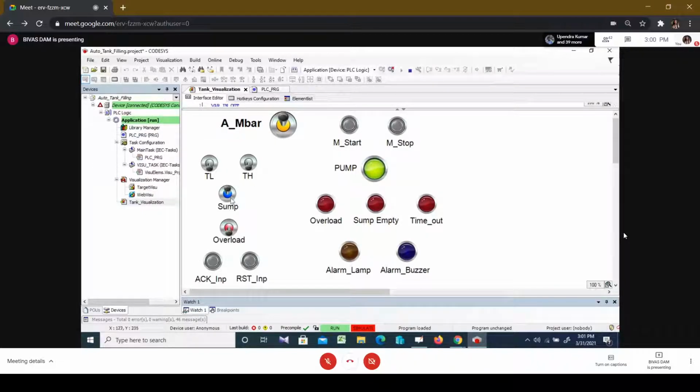Now let there be no water in the sump, but the pump needs to be on. Okay, sump is empty. So let the water be there. Acknowledgement switch is pressed. Sump is now full. Press the reset switch. Pump is on again.